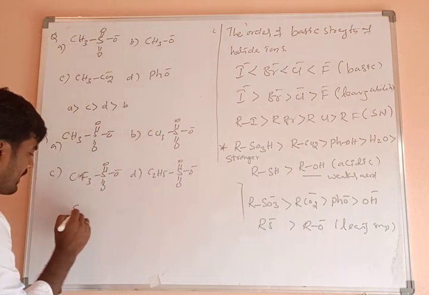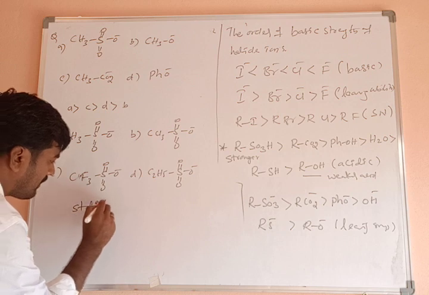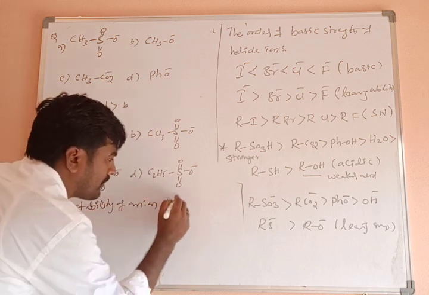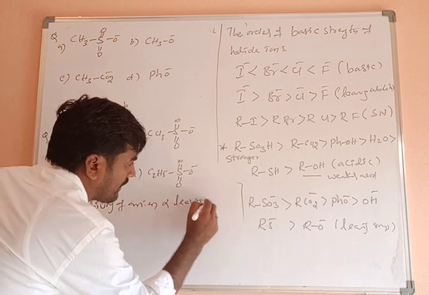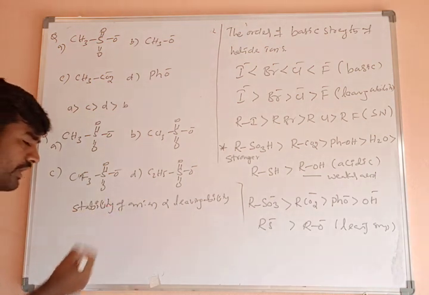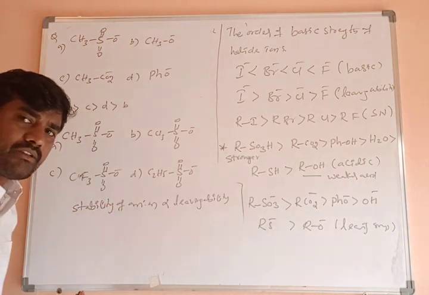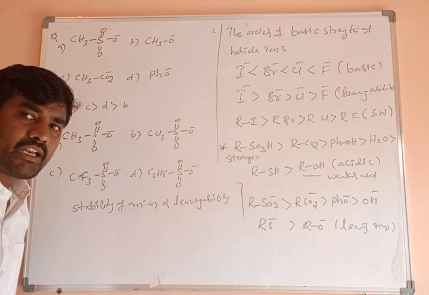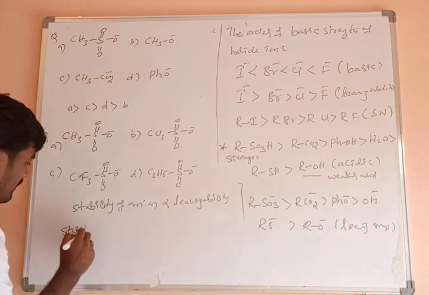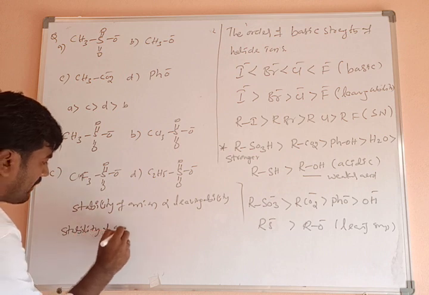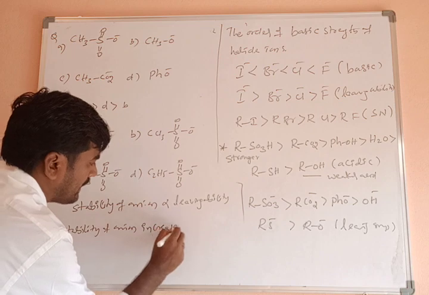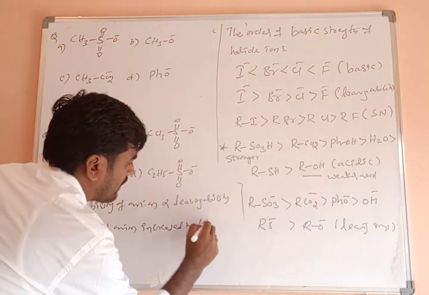First I am writing: stability of anion is directly proportional to leaving ability. Clear? Now, stability of anion is increased by electron withdrawing group.